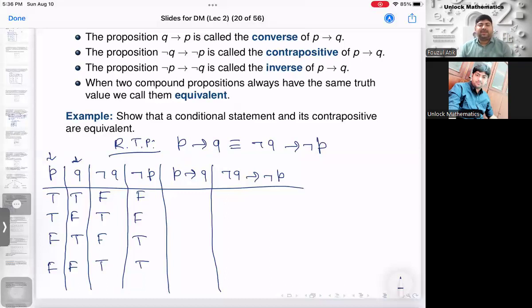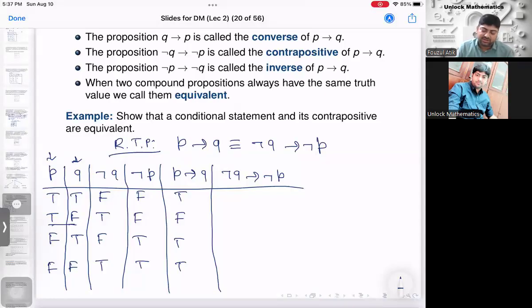Now we know that P imply Q. This is P imply Q. This will be false only when P is true but Q is false, right? This is the only case where P imply Q is false. In all other cases, it will be true. So therefore, this is the one.